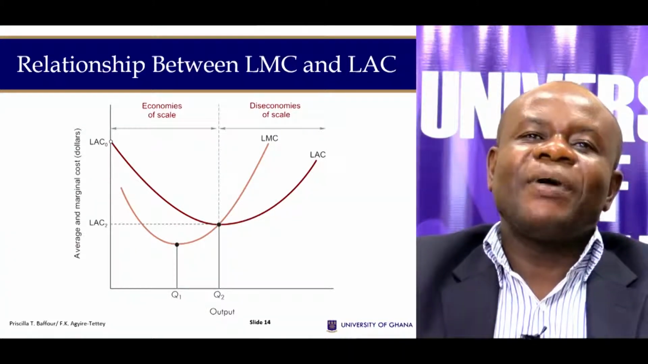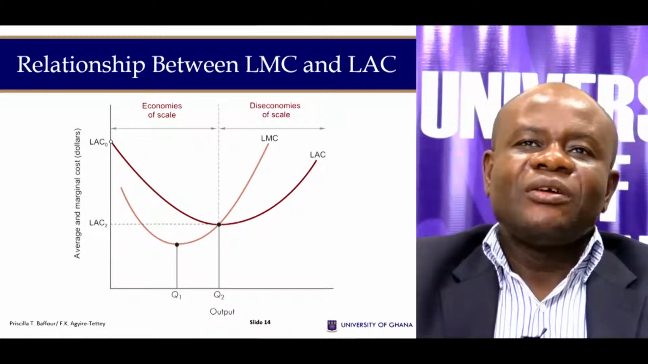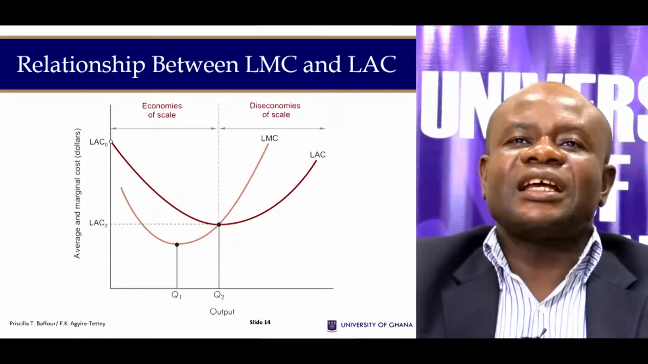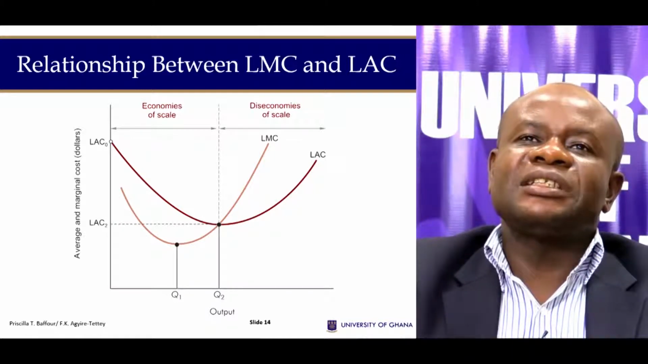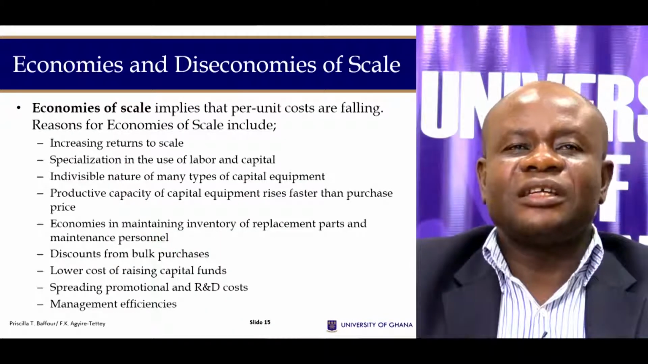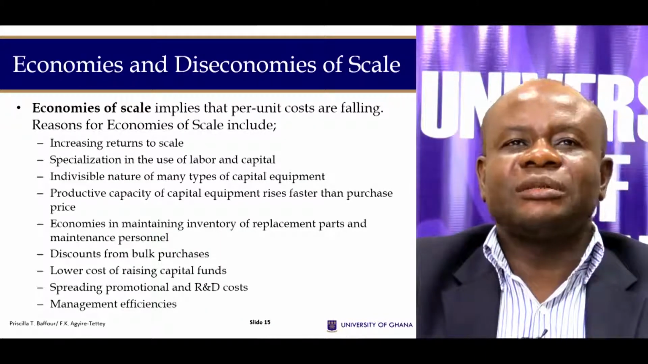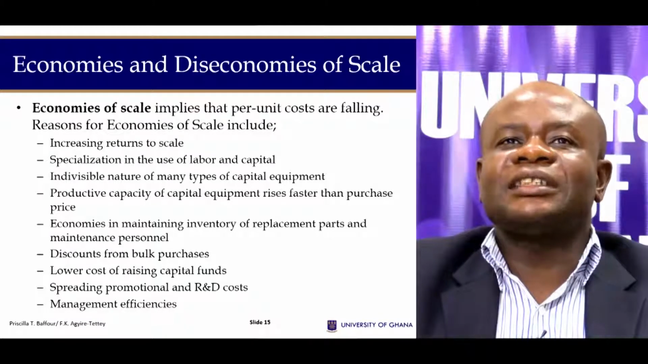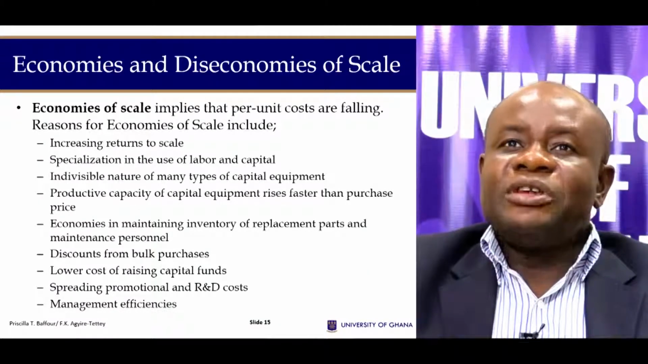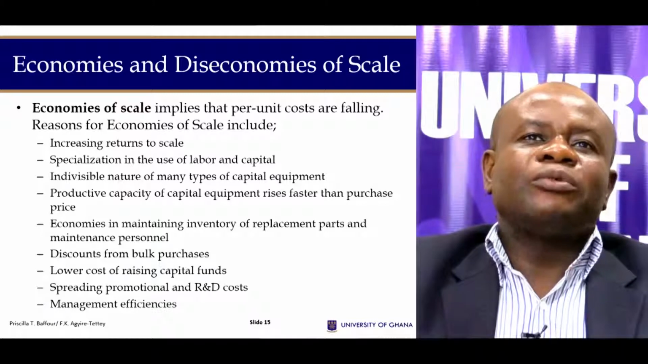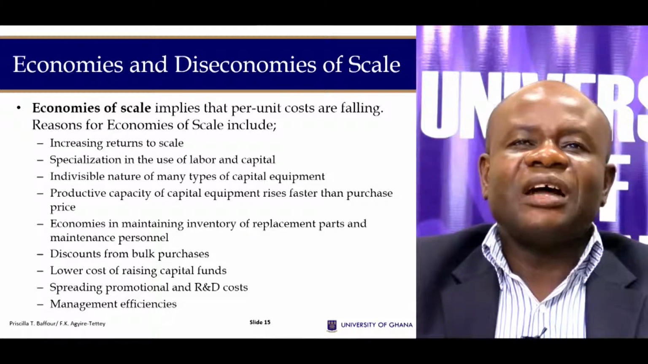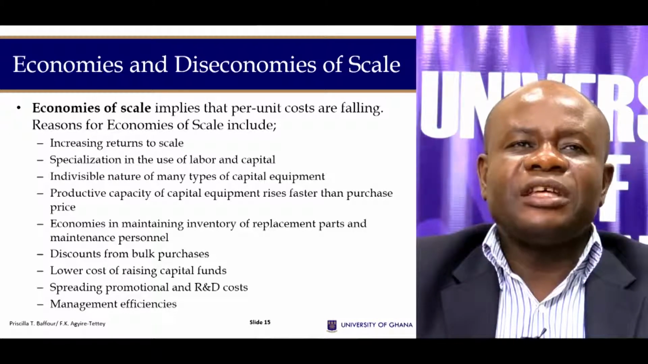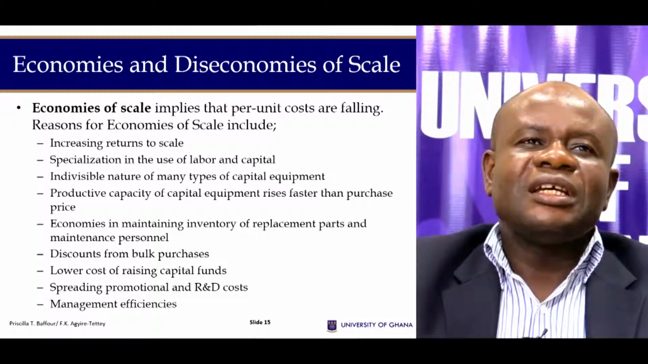Now, at the declining part of the LAC, when the LAC is declining, it is experiencing what we call economies of scale. And when it is rising, it experiences diseconomies of scale. And so we look at these two concepts. Economies of scale implies that the per unit cost tends to fall as output increases. So as output increases, the cost per unit of producing the commodity declines.